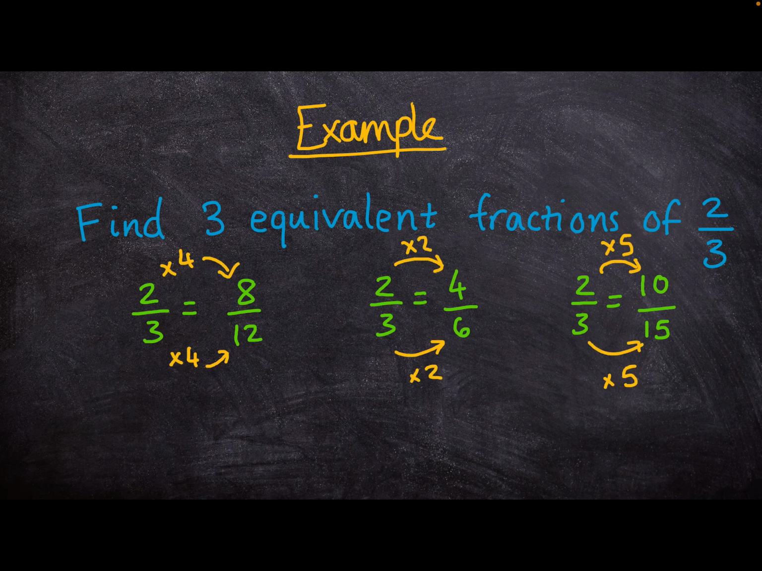Well, to get to 8/12, I times top and bottom, numerator and denominator by 4. To get 4/6, I multiplied numerator and denominator by 2. To get 10/15, I multiplied numerator and denominator by 5. So that's a wee recap, first year, on how to find equivalent fractions.